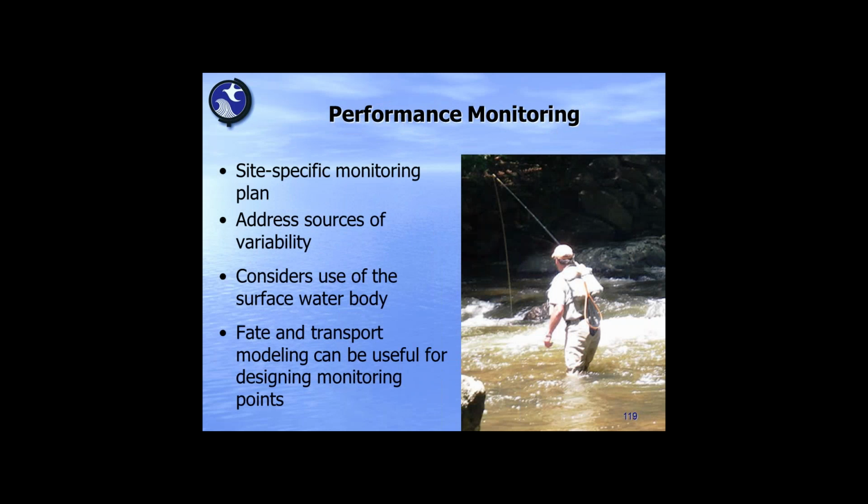When a remedy is implemented, a performance monitoring program must be implemented as well. The program's design should allow for sampling that's reproducible and yields a robust database for decision making. The plan must be site-specific, and it has to address sources of hydrologic, spatial, and temporal variability. It must also consider the existing and designated uses of the surface water and its classification: trout production, recreation, drinking water, as Jill mentioned earlier. Fate and transport modeling may be used to design monitoring points to determine where you're going to collect your data, but modeling is not an acceptable substitute for actual field sampling.